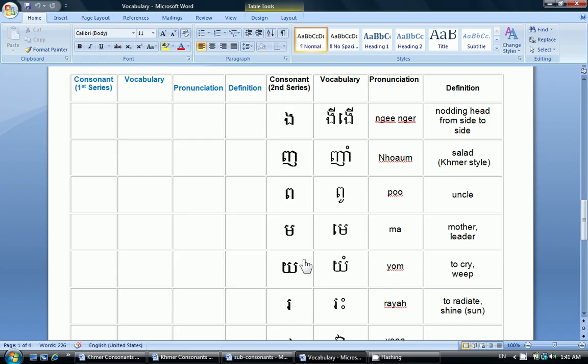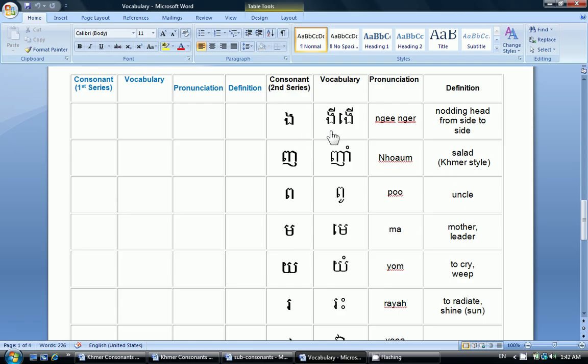But for now, just know the sound and some of their vocabulary. So here are the second series consonants that do not have their counterpart consonant in the first series. Okay, so second series consonant ngô.